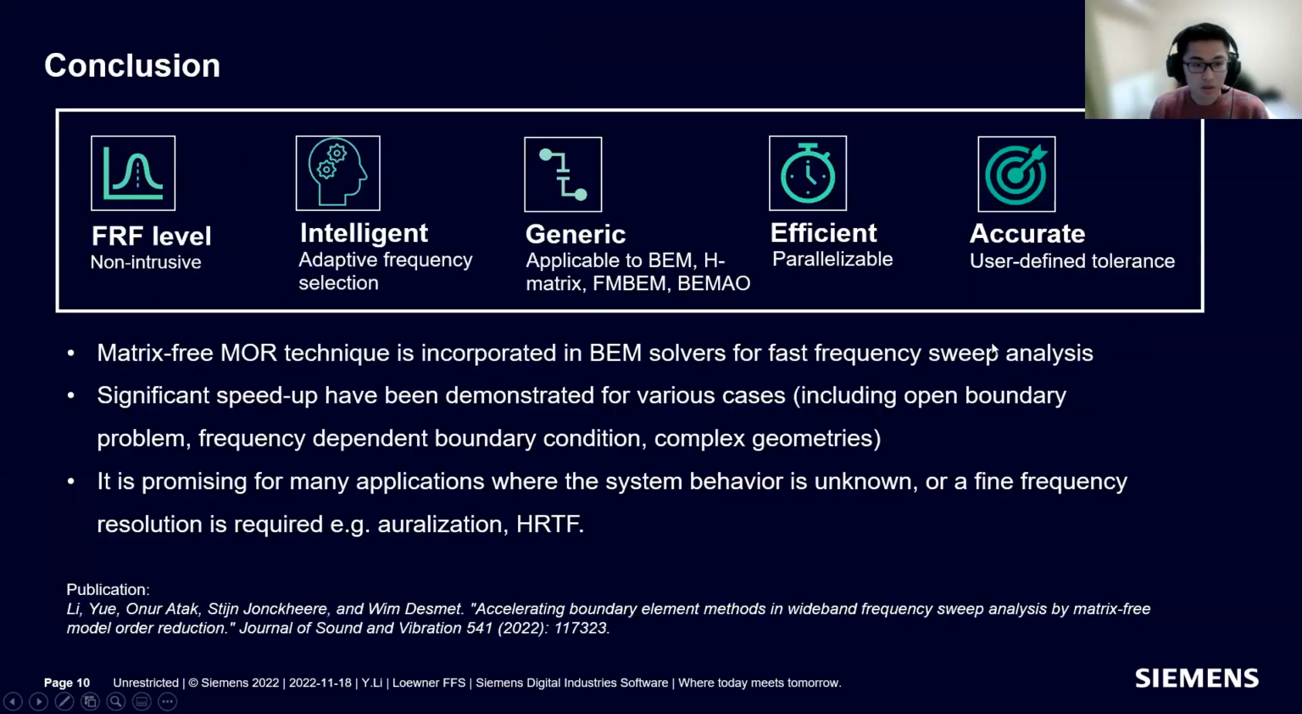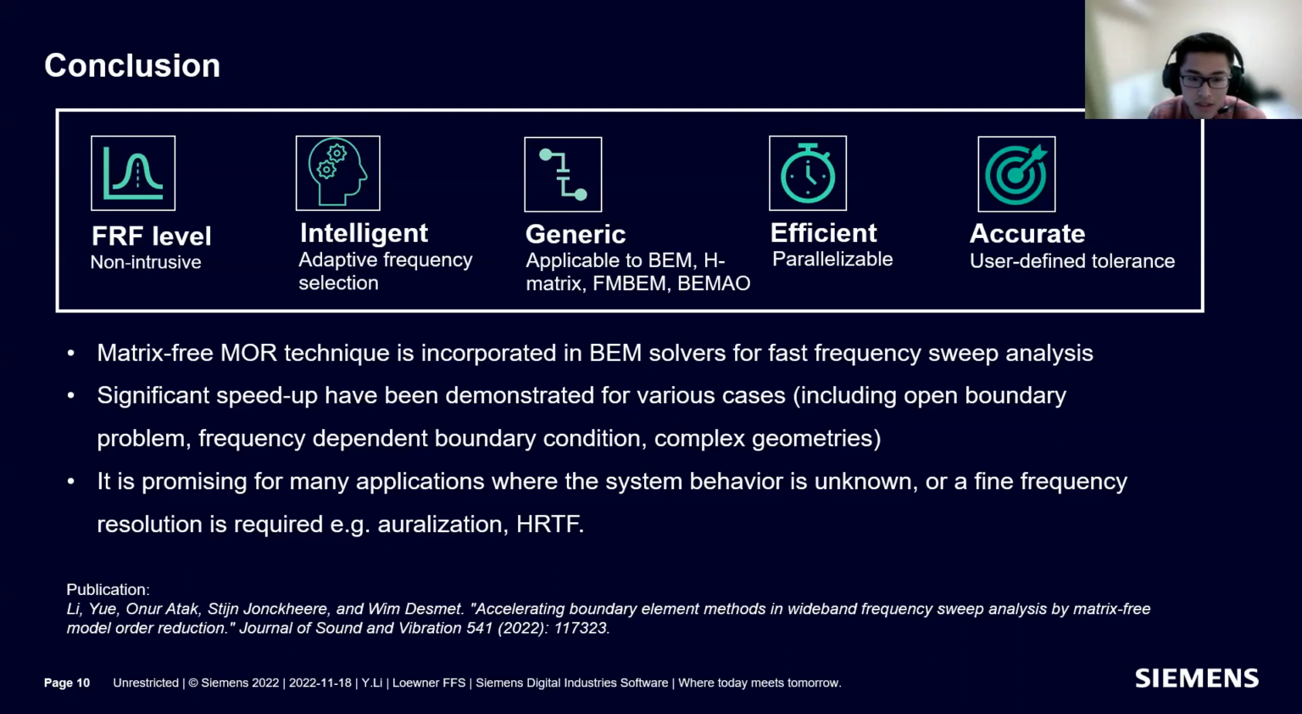All right, so conclusions. In this work, we consider a matrix 3 model order reduction technique to address the wide frequency, fast frequency sweep analysis in BEM solvers. And the matrix 3 algorithm is operating on the FRF level. That means it doesn't interfere with the BEM kernels, which is nice for H-matrix and fast multipole BEM.